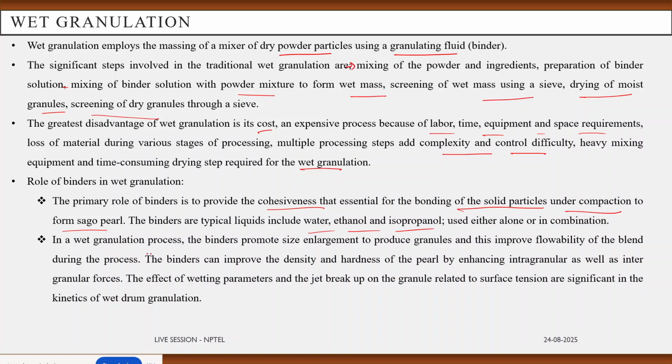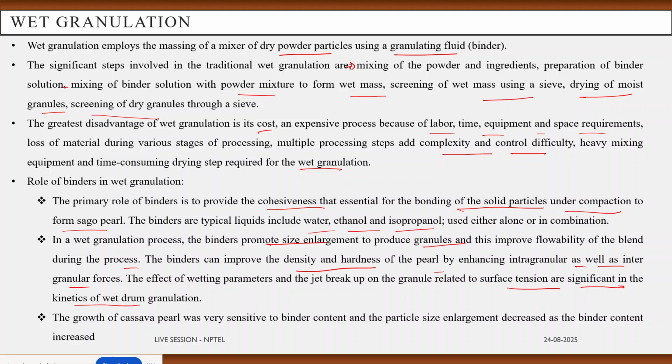Any other binder can also be used for making granules. In a wet granulation process, the binders promote size enlargement to produce the granules, and they improve the flowability of the blend during the process. The binder can thus improve the density and hardness of the granules by enhancing the intragranular as well as intergranular forces. The effect of wetting parameters and the jet breakup on the granule related to surface tension are significant in the kinetics of wet drum granulation.